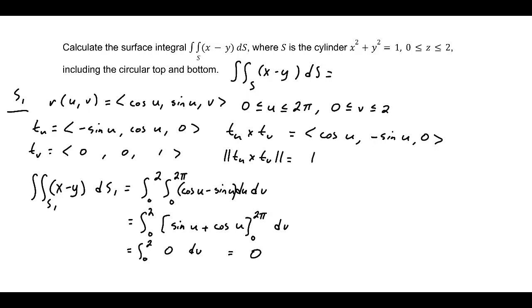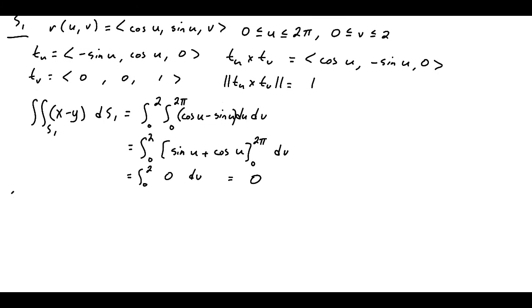Now let's work on, what did I say S sub 2 was? The bottom base. Let's do the bottom base next. So for S sub 2, our bottom base, our parameterization can be r of u comma v equal to angle bracket u cosine v, comma u sine v, comma 0.